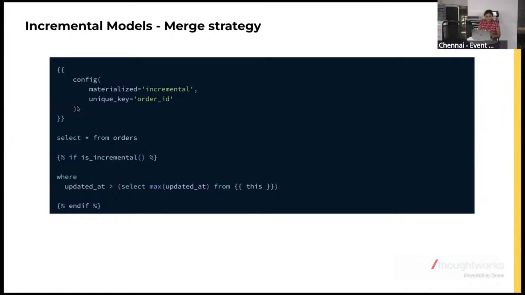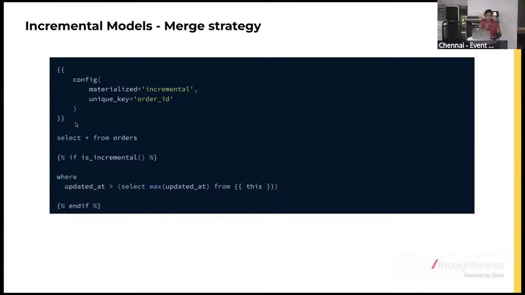I have now mentioned my unique key as order ID, which means it searches for this unique key only to identify whether the records are already present or have newly come. Now I'm selecting everything from orders, which is from my source, and then I have an if is_incremental block. Under that if is_incremental block only, I have mentioned the filter.